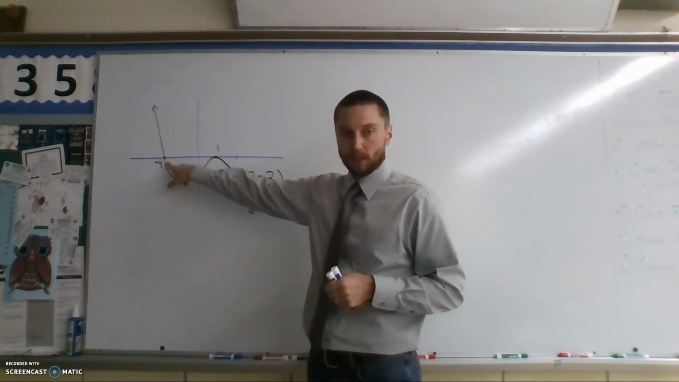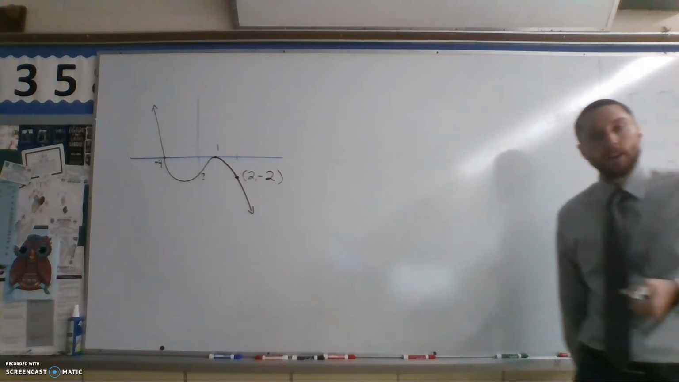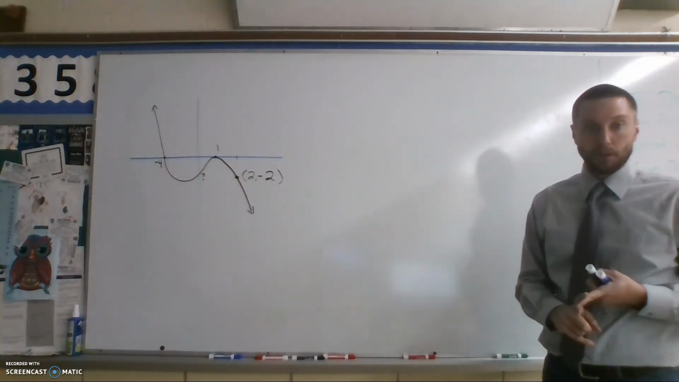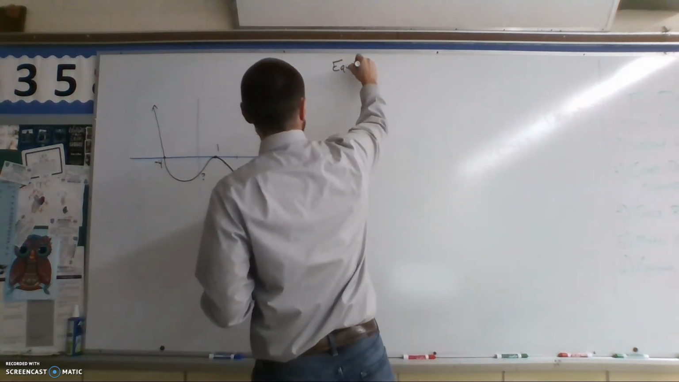Just in case you have a hard time seeing, we have an x-intercept at -4. It's just a normal x-intercept. And then we have a hit and run at +1. Okay? So a couple things I want to do here. I want to come up with the equation. That's the first thing I want to do.